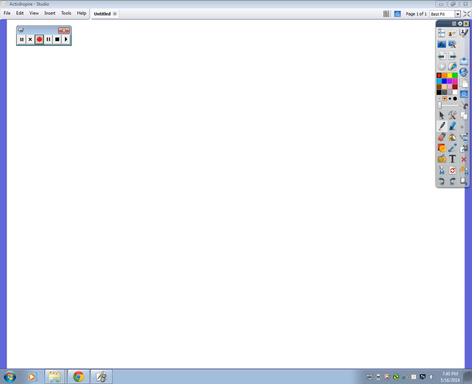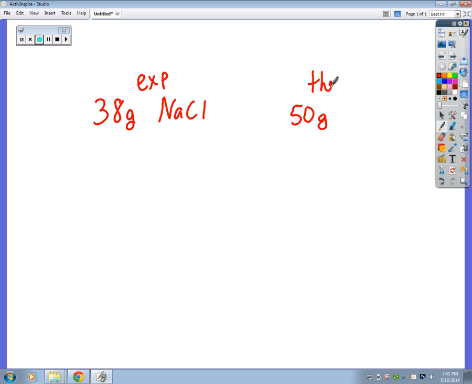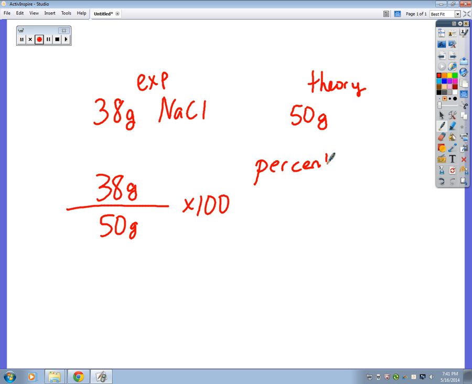Percent error. Let's say someone is doing an experiment and they make 38 grams of sodium chloride. Their math tells them that they should have made 50 grams in theory, so they've done a stoichiometry problem or something. What's the percent yield? 38 grams over 50 grams times 100. This is percent yield, how much you've made. So 38 divided by 50 equals 0.76, times 100 equals 76%.